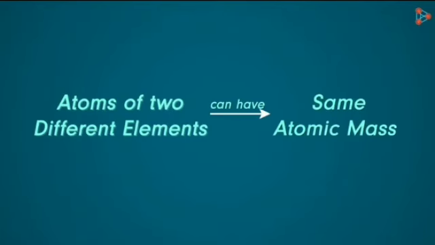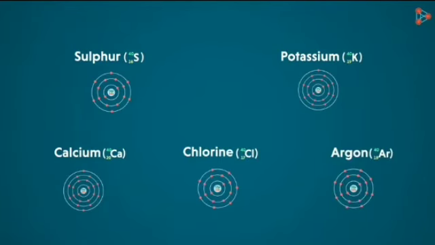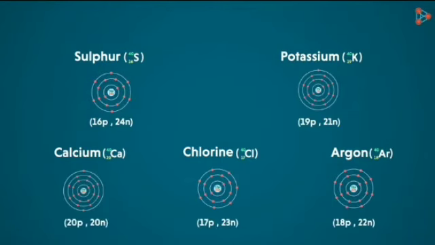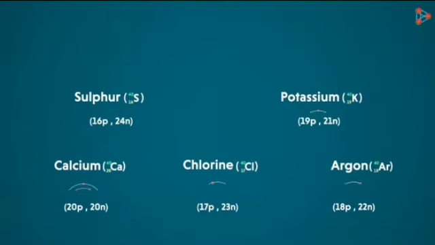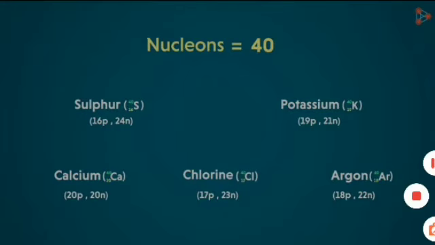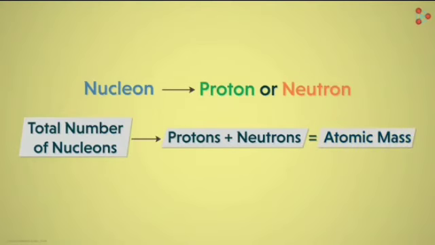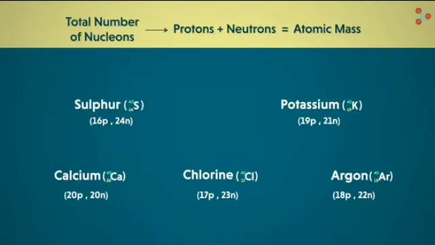So atoms of two different elements can have the same atomic mass also, but the atomic number can be different. For example, sulfur and potassium, then calcium, chlorine and argon. So these are basically the isobars, the atoms of different elements having different atomic numbers but the same mass numbers. The total number of nucleons, protons plus neutrons, gives us the atomic mass. So that is how it is given over here.